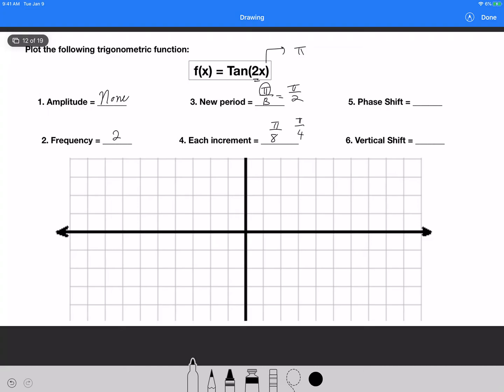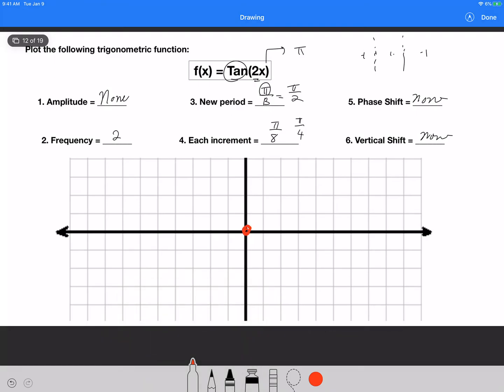Because all you need to remember is that every other one is a zero, or the middle, and every other one is an asymptote. Phase shift, there is none, and vertical shift, there is none. Okay, so for this type of question, you know that it's tangent, so it's going to go through 0, 0.